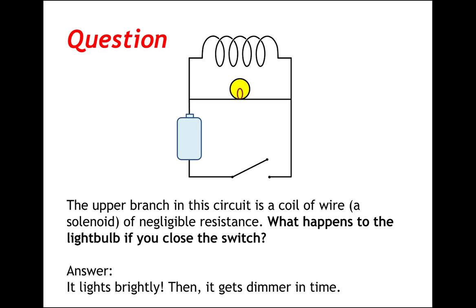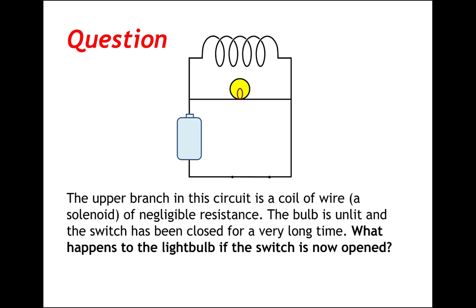Okay, so that might have thrown you for a loop on this one. No pun intended. Well, let's see how you deal with this next example. Here we have the same circuit, but the switch is closed. The upper branch in this circuit is a coil of wire of negligible resistance. The bulb is unlit, and the switch has been closed for a very long time. What happens to the light bulb if the switch is now opened?